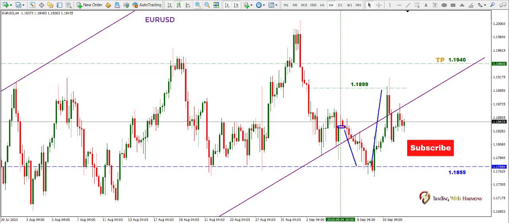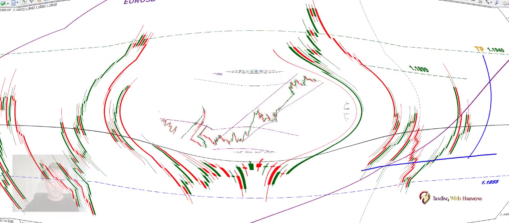So for this week coming then, what I am looking for is if we can get price to hold at this structural level and then to continue back up and hit our TP, being the 1.1940 in the euro dollar.